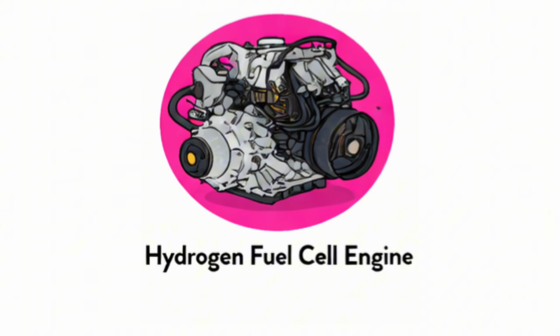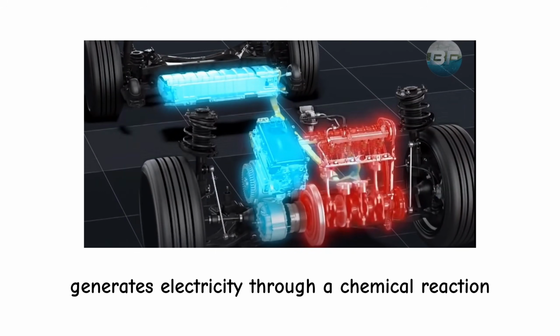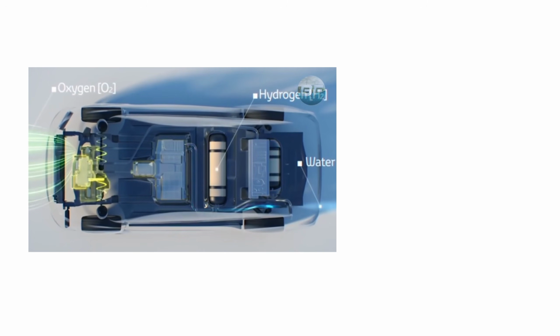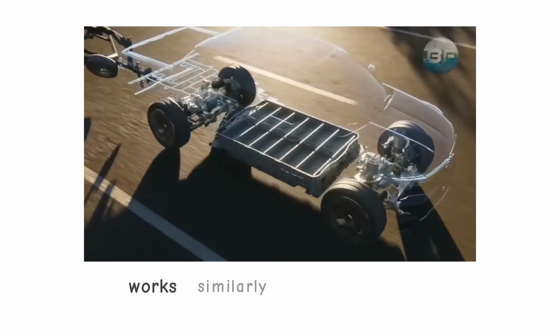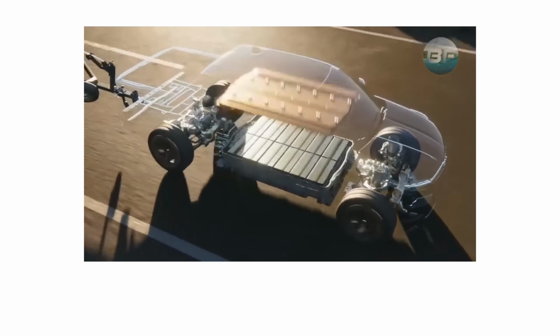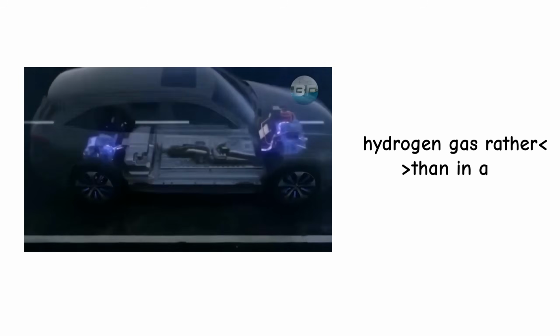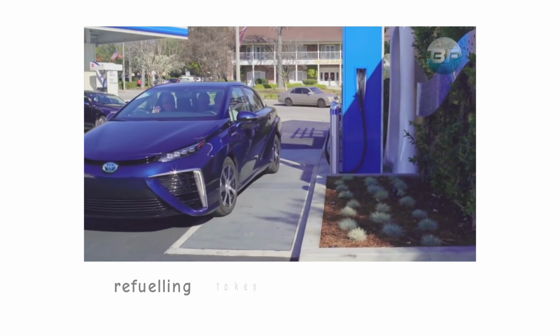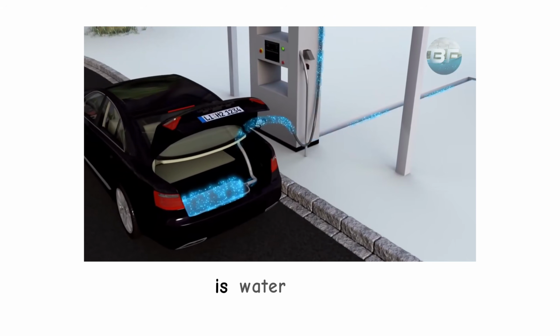Hydrogen fuel cell engine. A hydrogen fuel cell generates electricity through a chemical reaction between hydrogen and oxygen. That electricity powers an electric motor, so the drivetrain itself works similarly to an electric vehicle. The key difference is that the energy is stored as compressed hydrogen gas rather than in a large battery pack. Refueling takes minutes rather than hours, and the only emission from the tailpipe is water vapor.